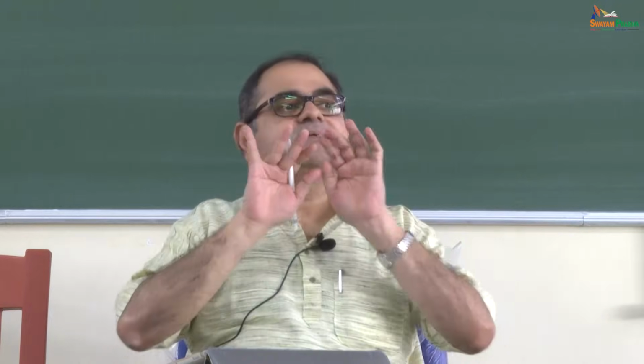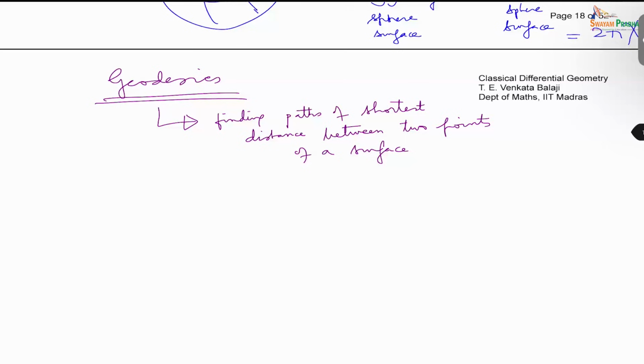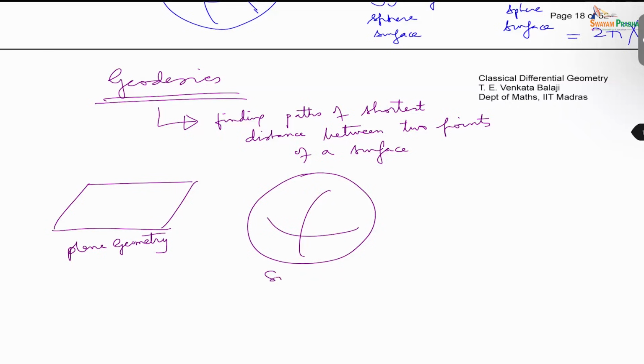Then there is the geometry on the sphere, which is very relevant because we live on the surface of a sphere, the Earth. On the surface of the sphere you can again talk about geodesics, and these become arcs of great circles. So let me write this. This is plane geometry. Then you have geometry on the surface of a sphere, which is called spherical geometry. And then you have something else which is called hyperbolic geometry.